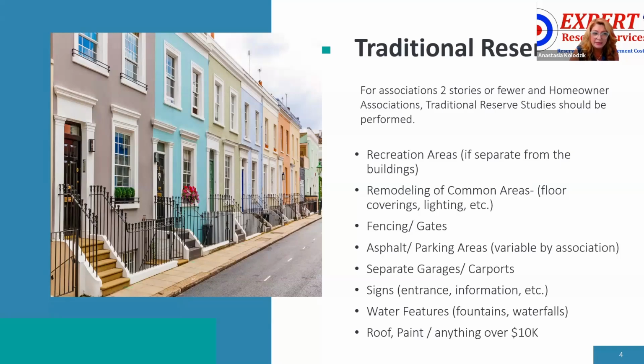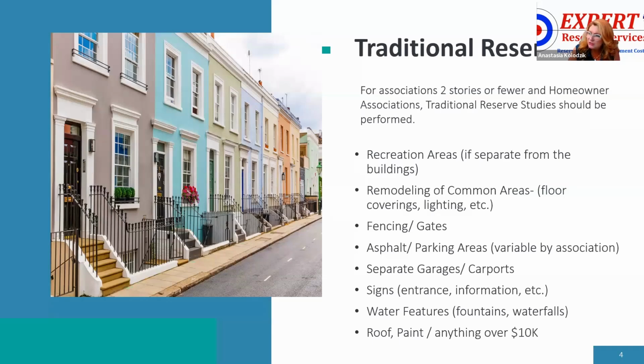That's saying that if you just had a roof done and you're in the middle of your 3-year cycle, or if you just redid your entire pool area, yes, you should have an annual update done. Some people do an annual update, wait 2 years, and then go back and do a level 1. It just depends on the association. And again, that is a case-by-case basis.